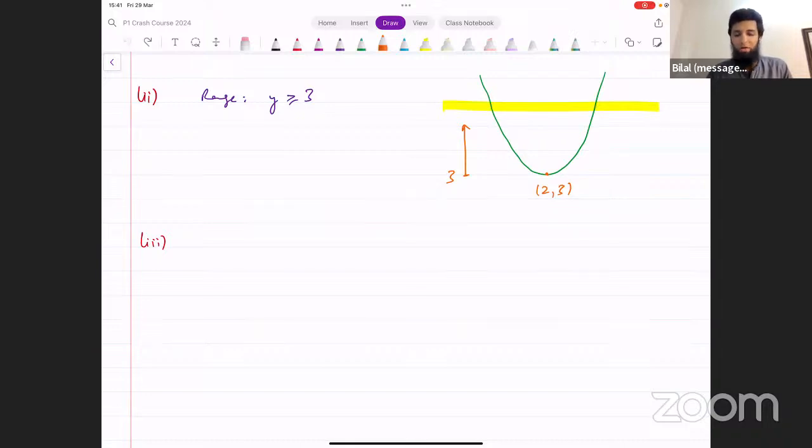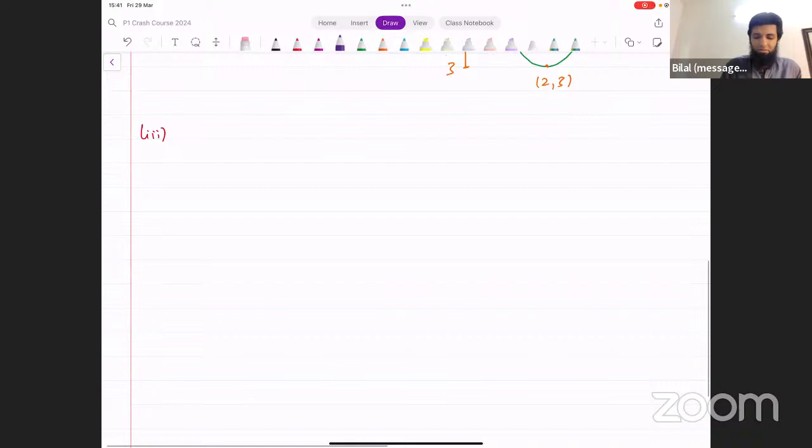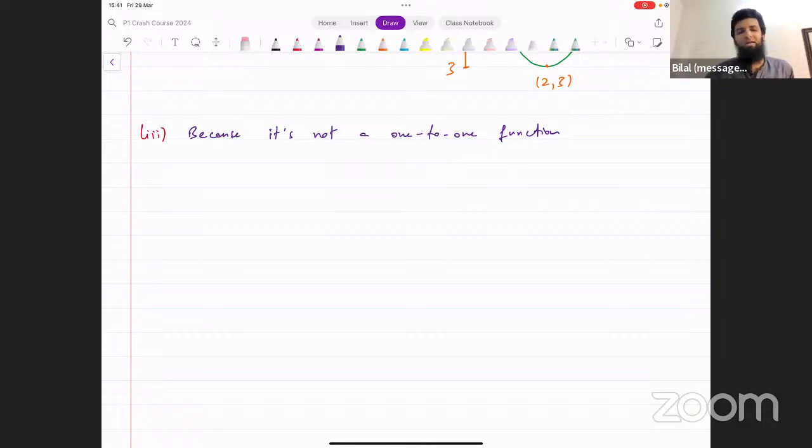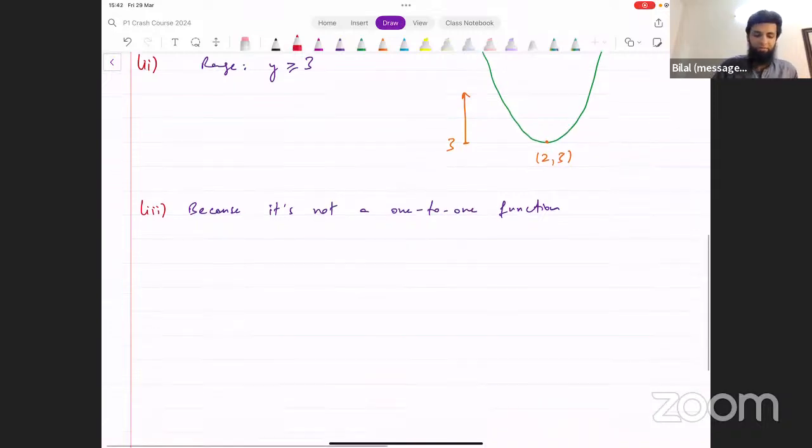So it's not one-to-one. Now, all you have to write here is, f does not have an inverse because it's not a one-to-one function. That's all that you have to write there. You don't necessarily need to refer to the horizontal line test and how that's failing. That's for your own understanding. The final statement that you have to write is just this, that this is not a one-to-one function. That is why it does not have an inverse.